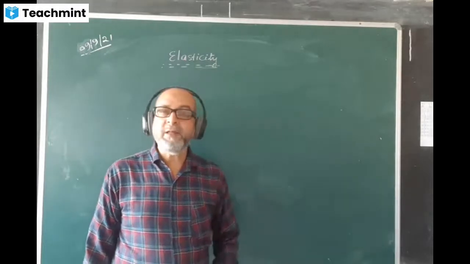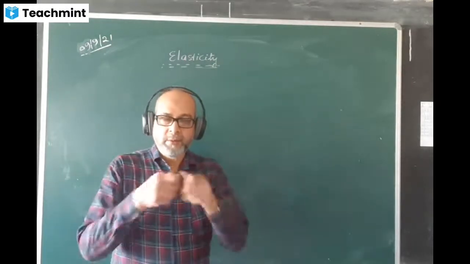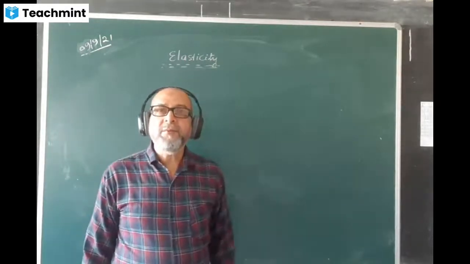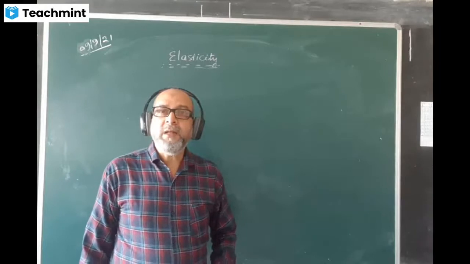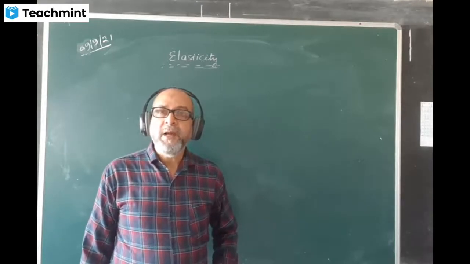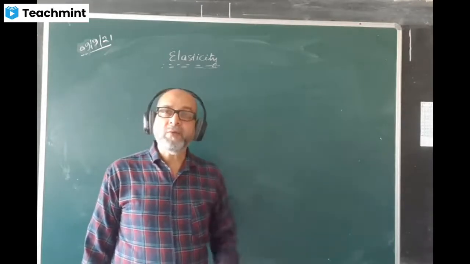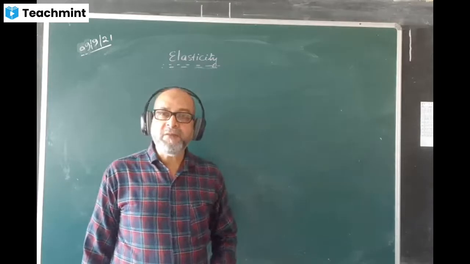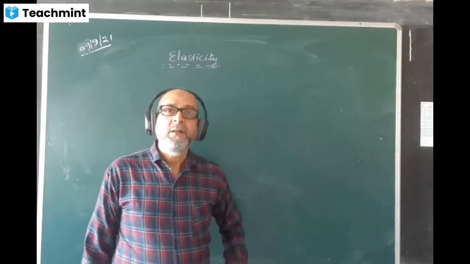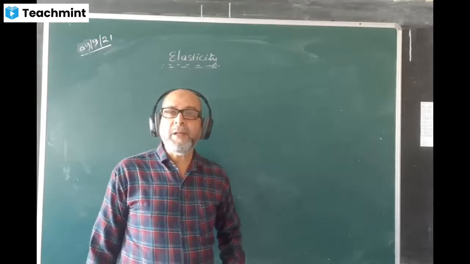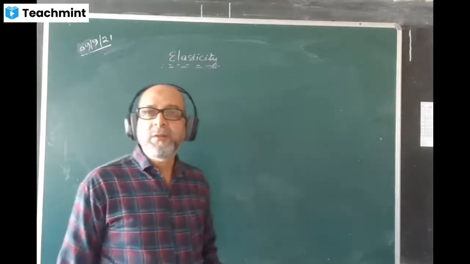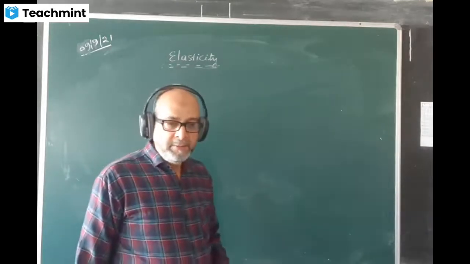I gave examples like rubber band, rubber cord. We can have many examples. We have a spring. They all are elastic in nature. And when the body does not return back to its original shape and size after the withdrawal of the deforming force, then the body is said to be plastic, and the property is called plasticity.